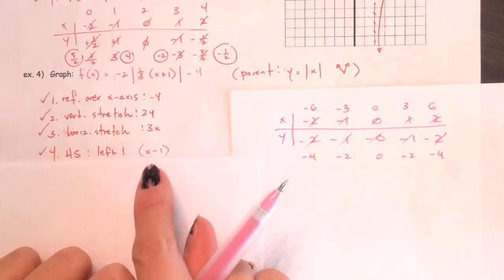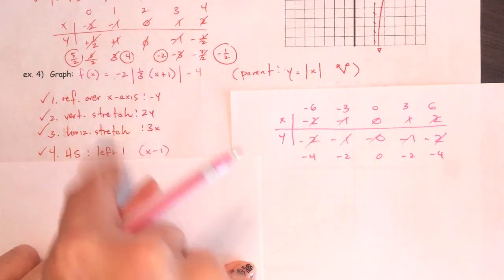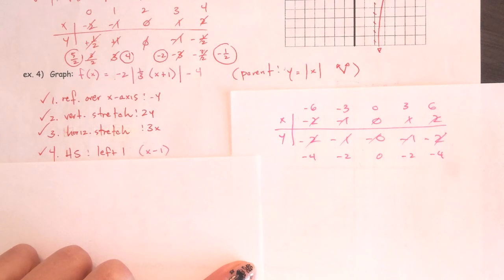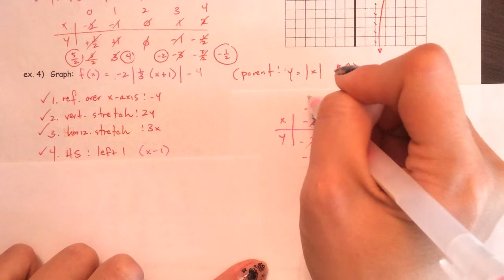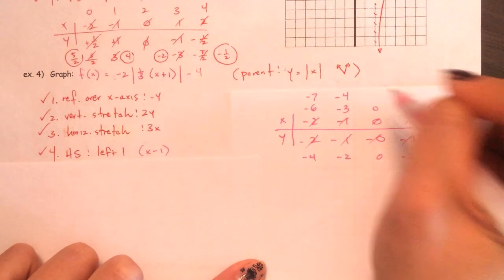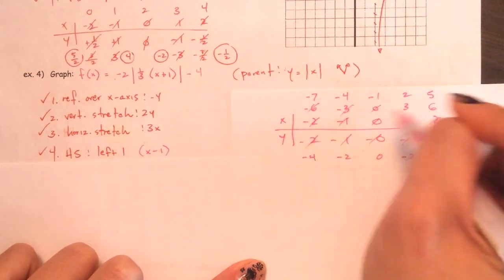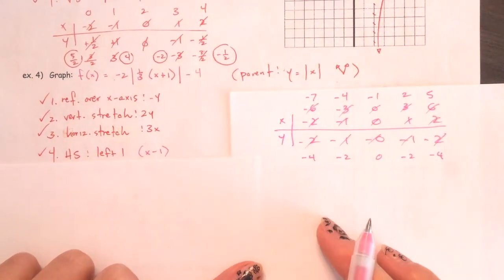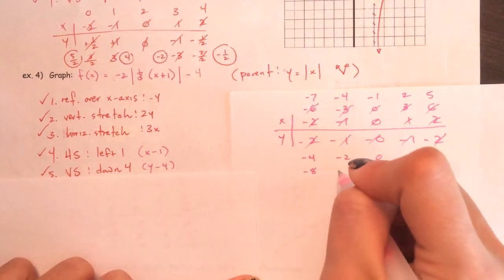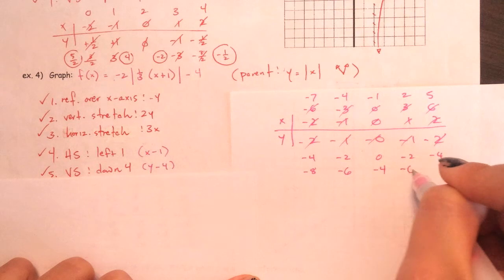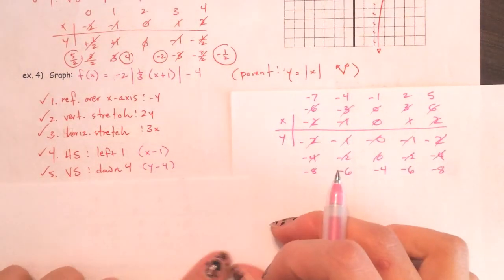And then left 1. So I have to do it in this order from left to right, and I have to do it in this order, okay? Otherwise my answer will be wrong. I guarantee it. Okay, so x minus 1. -7, -4, -1, 2, and 5. So I subtracted 1 from each number. And then y minus 4. Okay, -8. So -4 from each one. That was all my steps.